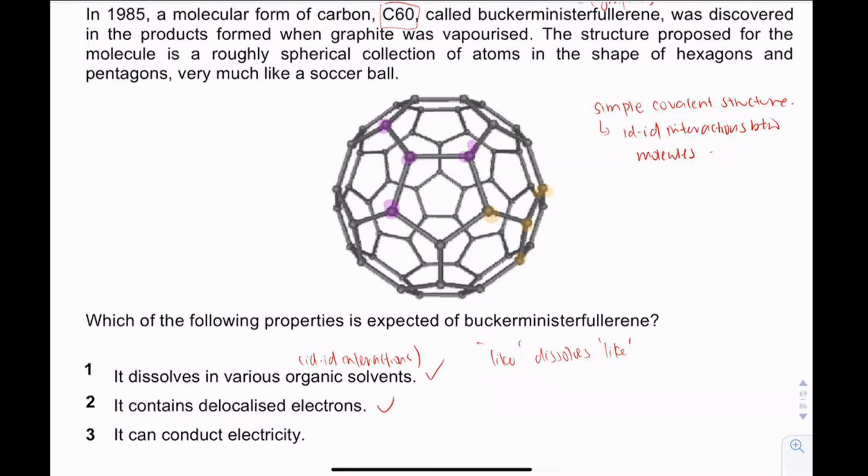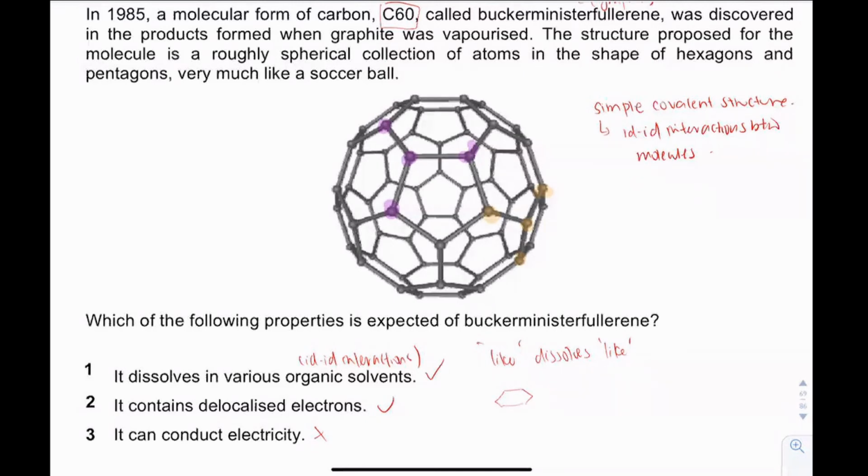Number 3, it can conduct electricity. Now, a lot of people will think that because it contains delocalized electrons, it can conduct electricity. Take note that this is wrong. It is the case for graphite. Why? Because the structure of graphite is different. The structure of graphite is layers of sheets, sheets and sheets of carbon atoms organized in hexagons.